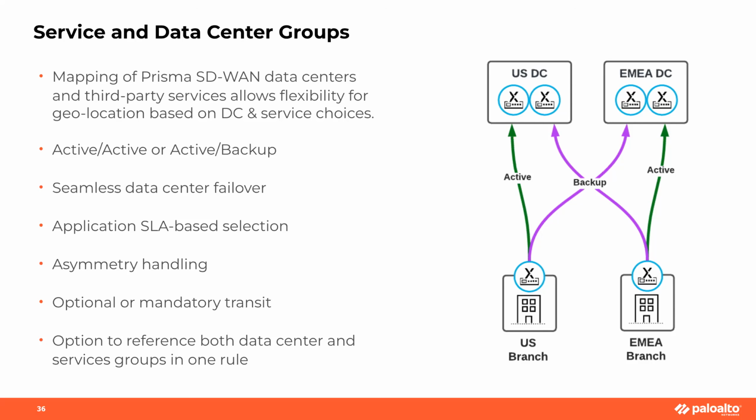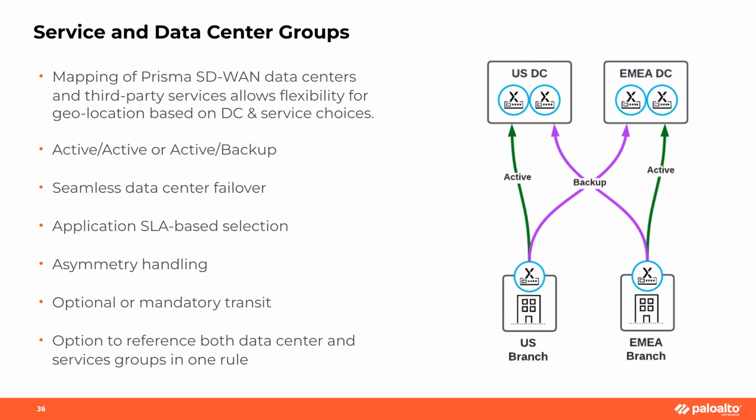Depending on how you have your DC services set up, we can also handle active-active. So you may have multiple DCs within the US and you want to load balance across all of them. The policy is flexible enough to support either active-active or active-backup. And then we can fail over between these two DCs. So if the US branch is using the US DC, but there's a problem in the US DC and it loses connectivity, the traffic will automatically fail over to the EMEA DC.